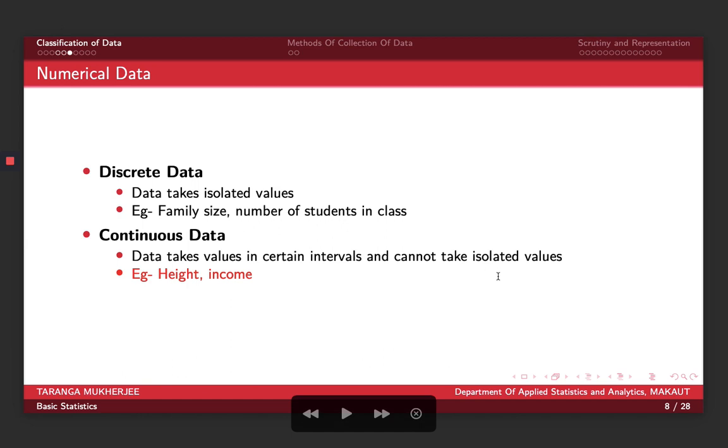Income, 40,000 rupees 37 paise, 70,000 rupees 87 paise, etc. So income can also take any value within a certain interval. So it's definitely a continuous data.